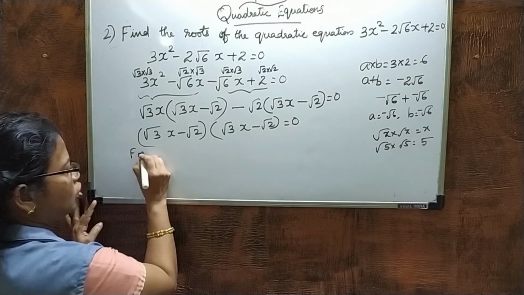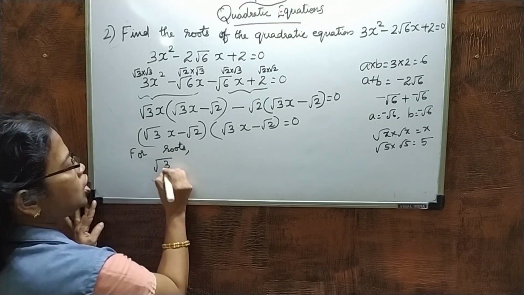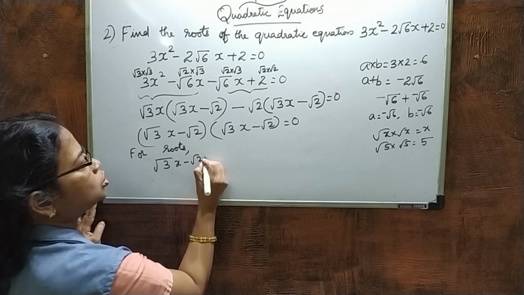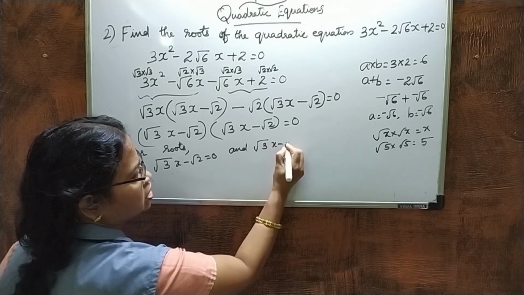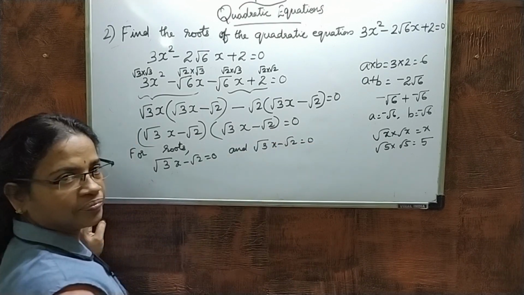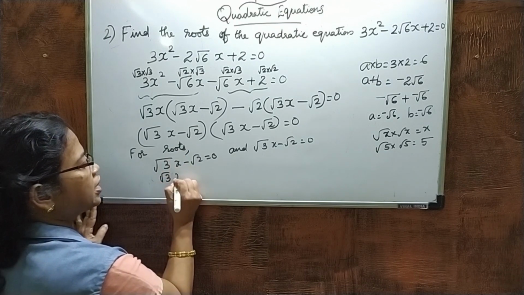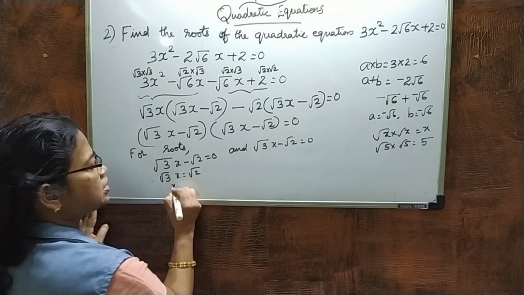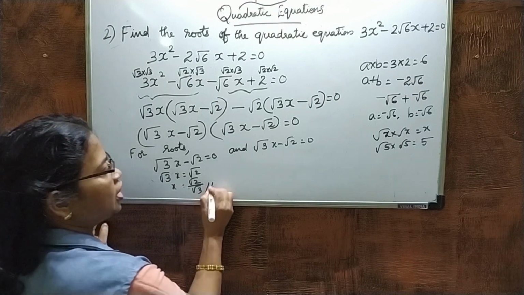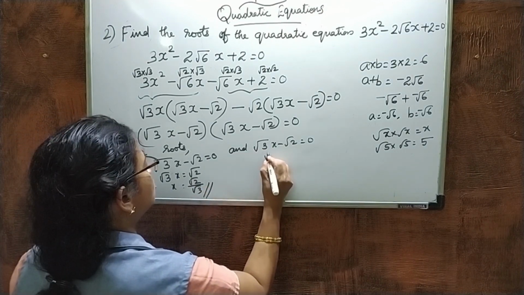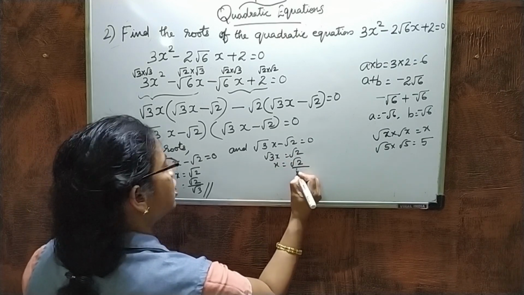The next step, for roots, put a comma there and write each one: root 3x minus root 2 equal to 0, and root 3x minus root 2 equal to 0. Same thing. So we are taking this minus 2 to the other side. So root 3x is equal to root 2, x is equal to root 2 by root 3. And here also the same thing you will get: root 3x is equal to root 2 and x is equal to root 2 by root 3.